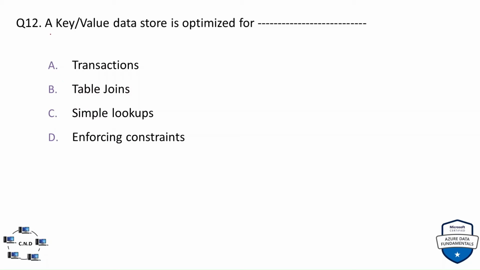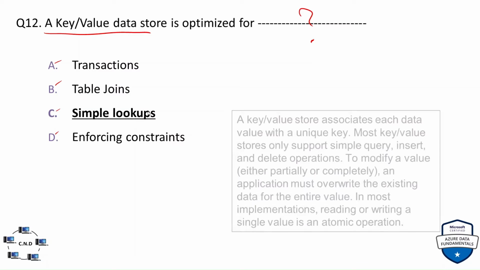Question number 12: a key value data store is optimized for what? The options are A, transactions, B, table joins, C, simple lookups, and D, enforcing constraints. And the correct option is simple lookups.